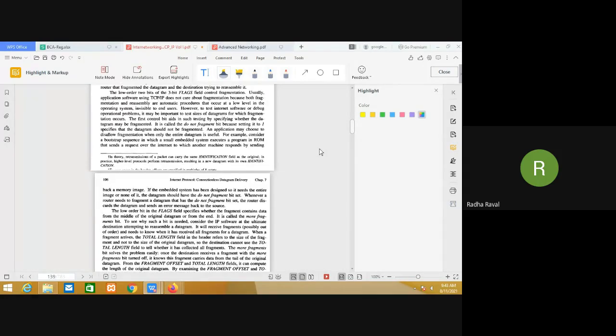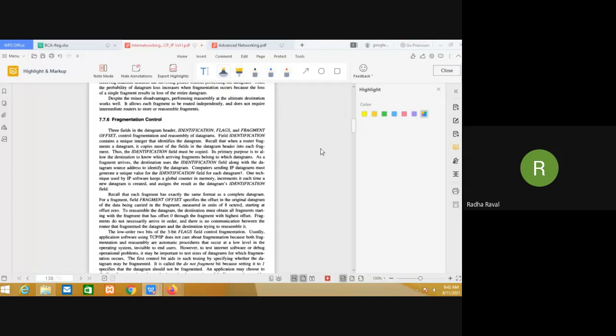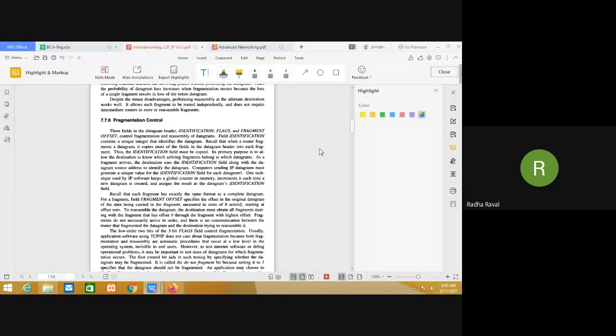What is fragmentation control? In this format of data, the fragmented part is given and each field is described. First is identification. If a datagram is divided into fragments, how will the router identify that this is a fragmented part and not an original one? So some identification flag is there, giving an indication to the router that this is a fragmented part, so you can act accordingly, right?